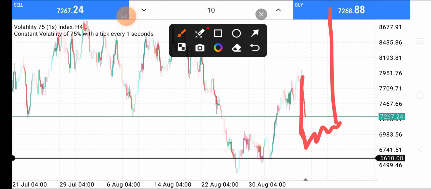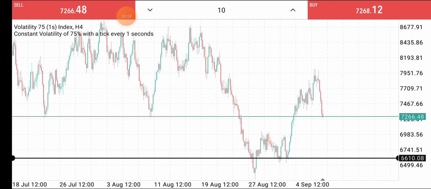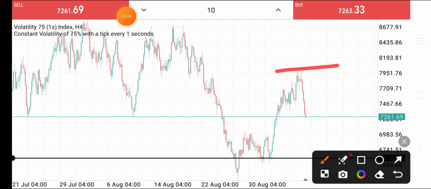So now we have done the analysis for the 4 hours time frame, and if you check this place also, I'm seeing liquidity. If you check very well, that is a double bottom, that's a double touch. We have double bottom and double top. That's a double top actually.